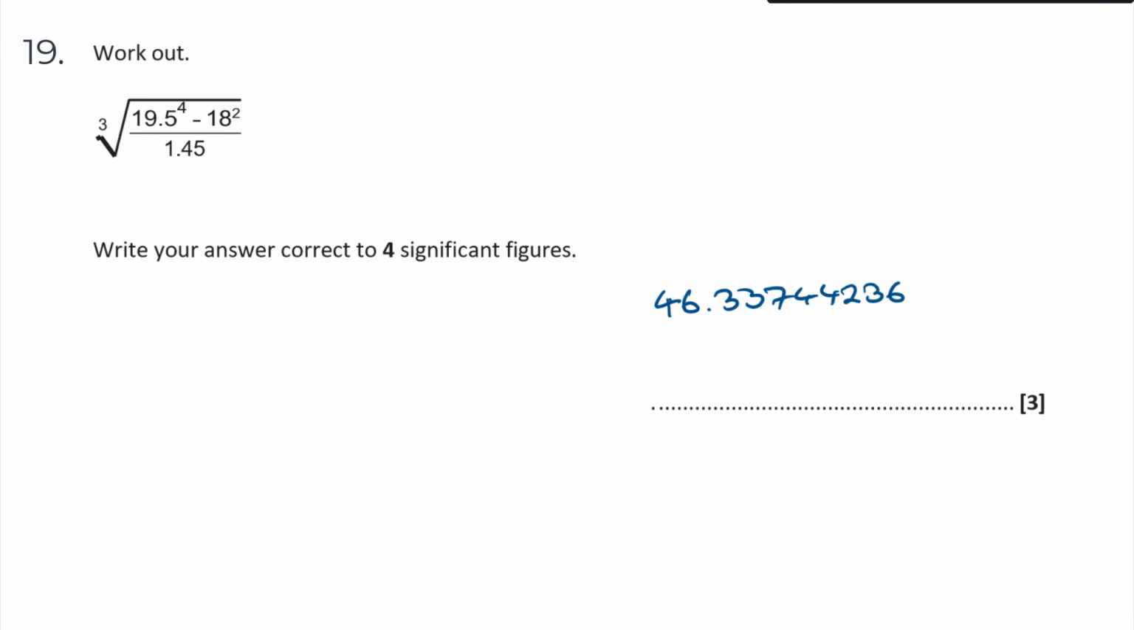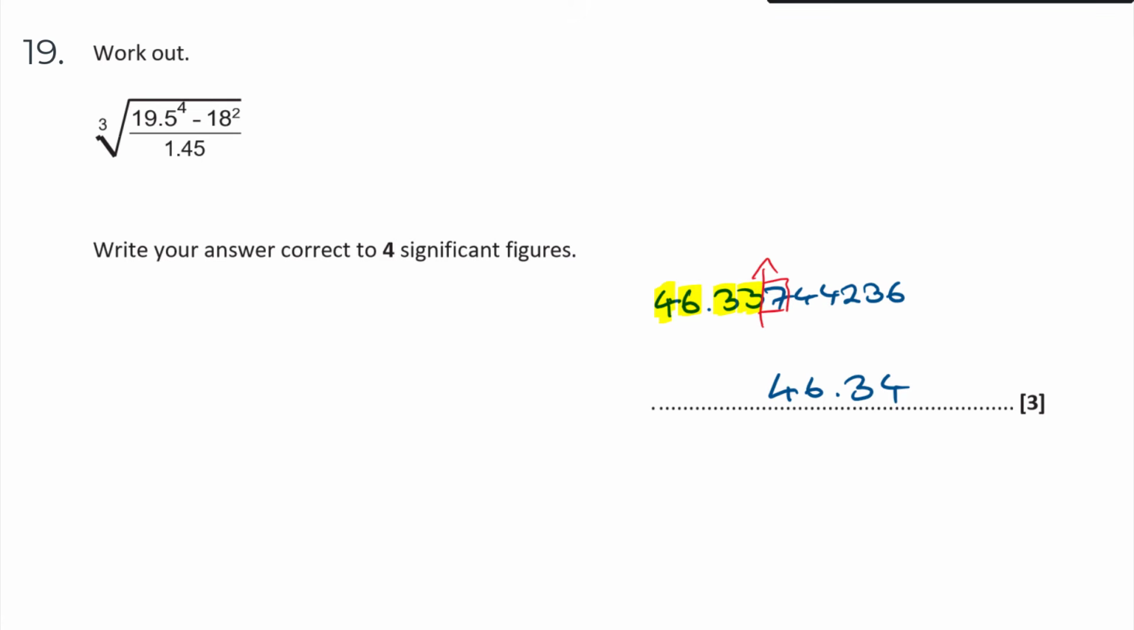And then I'm going to round it off. So the 4th significant figure, 1st, 2nd, 3rd, 4th, I'm going to round it off after that. 3, next digit is a 7, so I'm rounding it up, aren't I? So my final answer I'm going to give is 46.34.